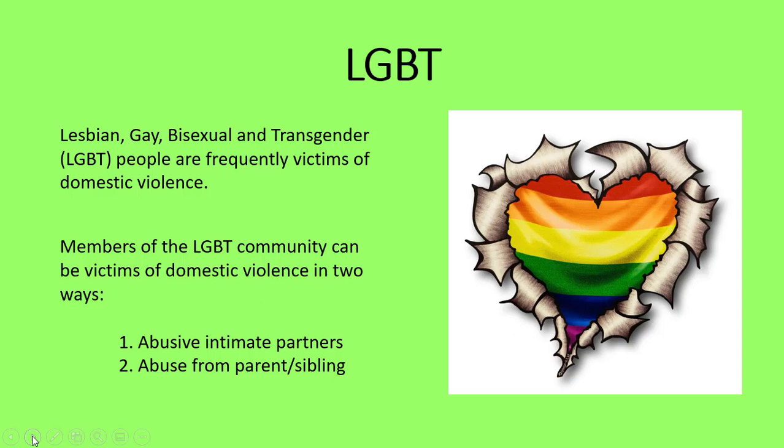But there's a slightly different twist here because people in the LGBT community can be victims of domestic violence in two different ways. One is that, of course, they can be partnered with an abusive person, a spouse or a significant other who's abusive. But members of the LGBT community frequently are abused by their own parents and siblings. So it's domestic violence in the old-fashioned view of the term, meaning who's within your residence. And it's also about intimate partner violence for people in this community.